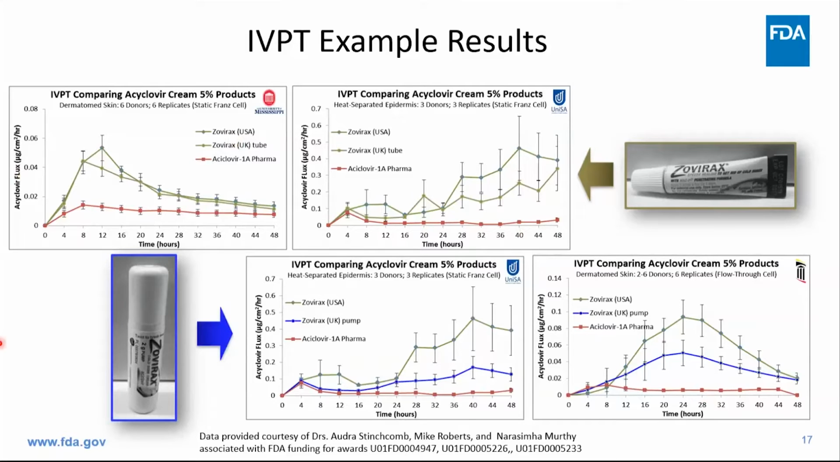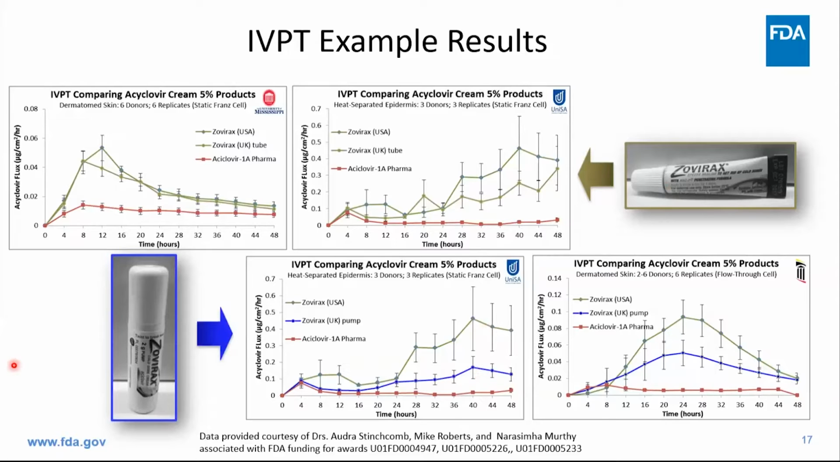Now, the other thing that we see here is that the product in the tube, the UK product and the US product, were found to be comparable independently in the different labs, and the product in the pump was found to be differentiated from both the negative control and positive control in both the studies.